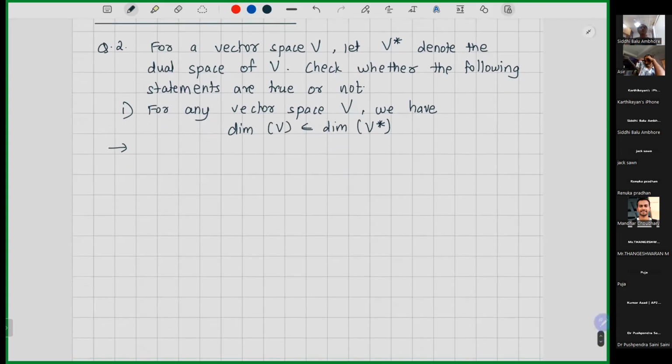So this is our question, that we are given that V is a vector space and V star is its dual space, and we have to check whether for any given vector space V, dimension V is less than or equal to dimension of V star or not. V star means the dual space of V. So I hope you all know what the dual space of V is. Dual space of V is the space containing all the linear functionals of V. So when I say linear functionals of V, let me write this: V star is the collection of all the F from this map such that F is a linear map.